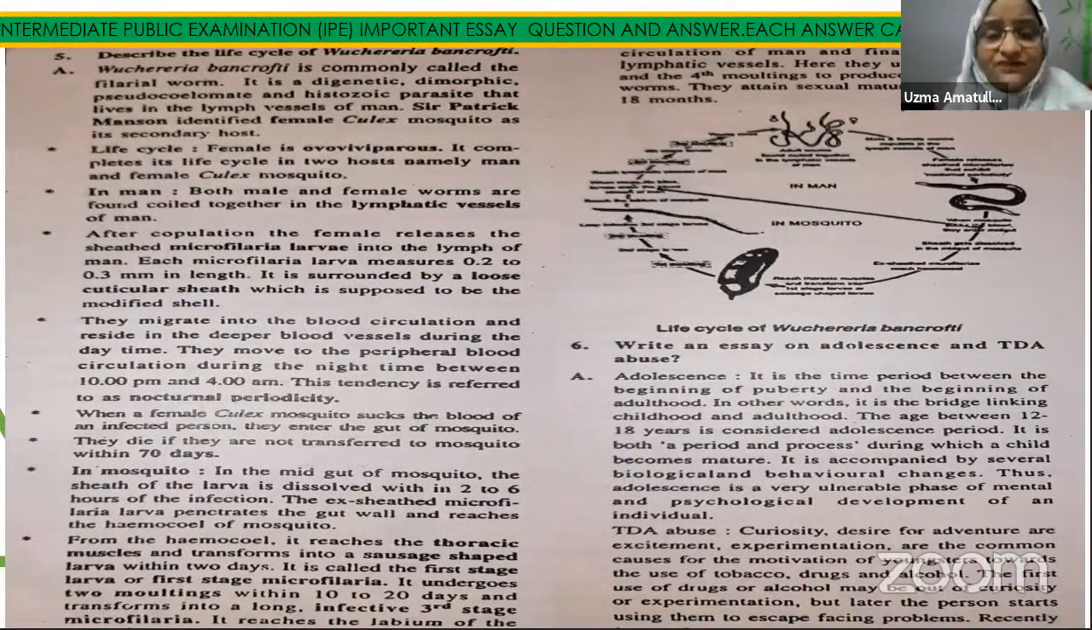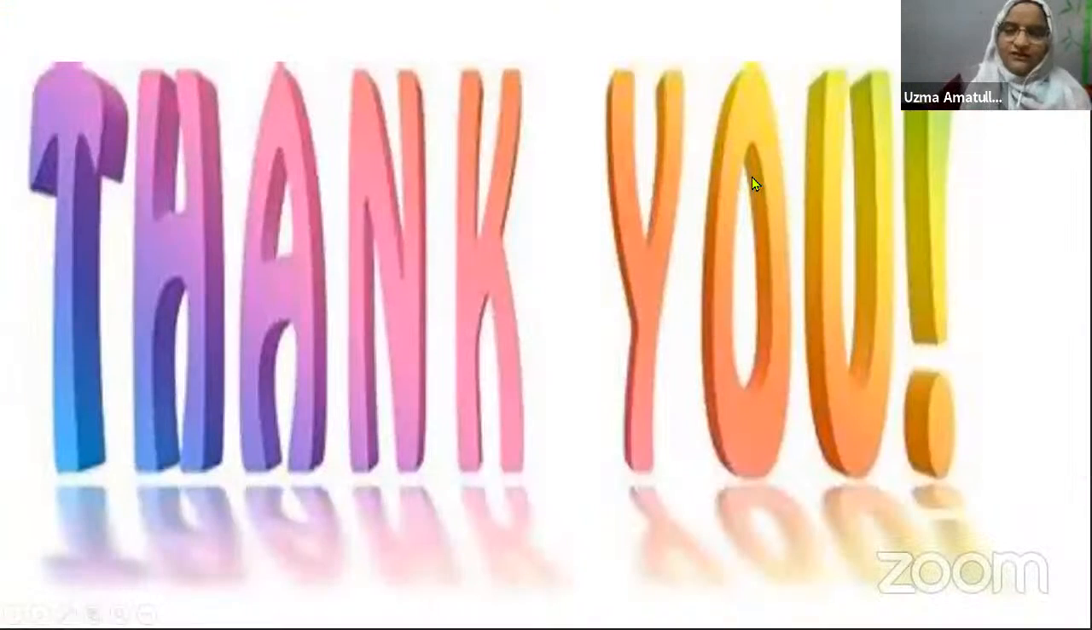This is the essay question, which is 8 marks, important, and thoroughly everything you have to write here: the whole life cycle, and the morphology, the male and the female you have to describe, in the man and in the mosquito, and then this diagram also. Prepare this diagram well. So this is the life cycle of Wuchereria bancrofti.